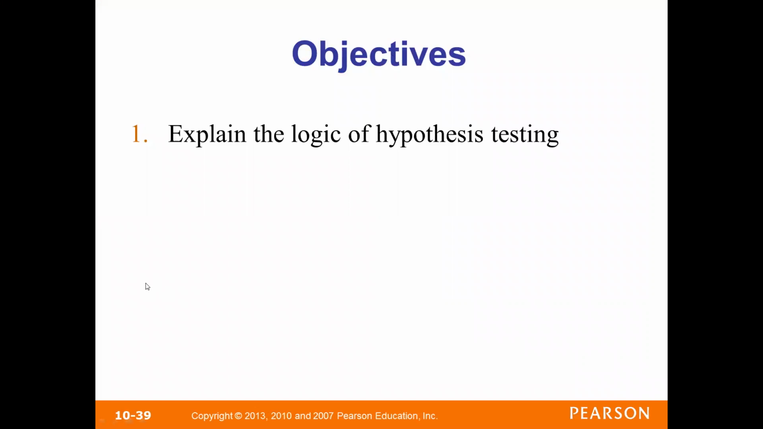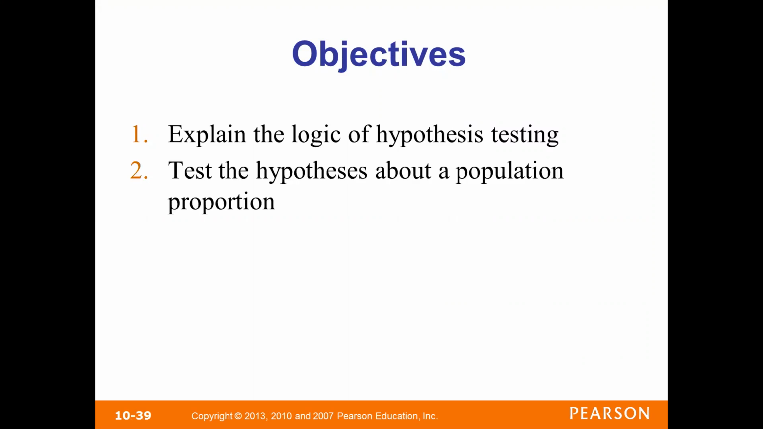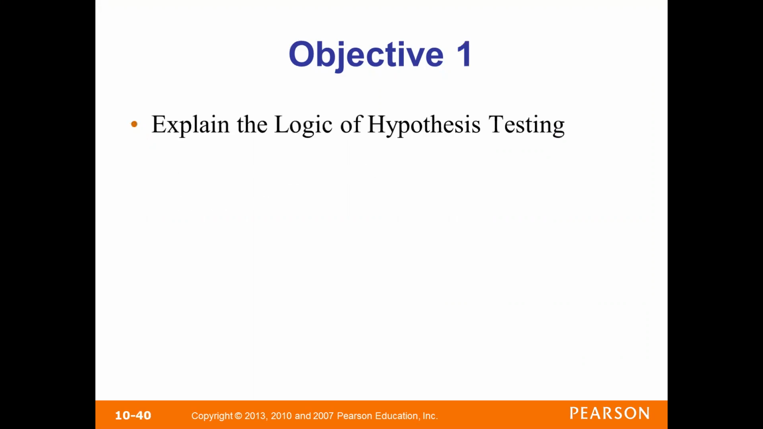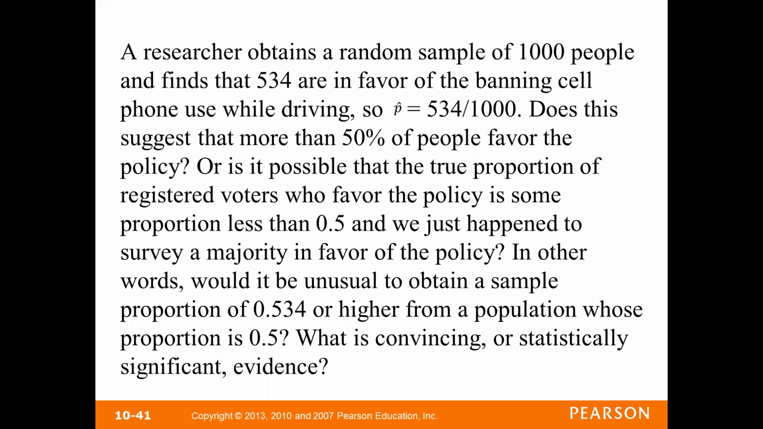So our objectives are going to be to again remind you of the logic of hypothesis testing and to test hypotheses about a population proportion. We're going to begin by setting up an example to help us with the idea of the hypothesis test. Let's say that we collected a sample of 1,000 people and 534 are in favor of banning cell phone use while driving. The sample proportion then is 534 out of 1,000.